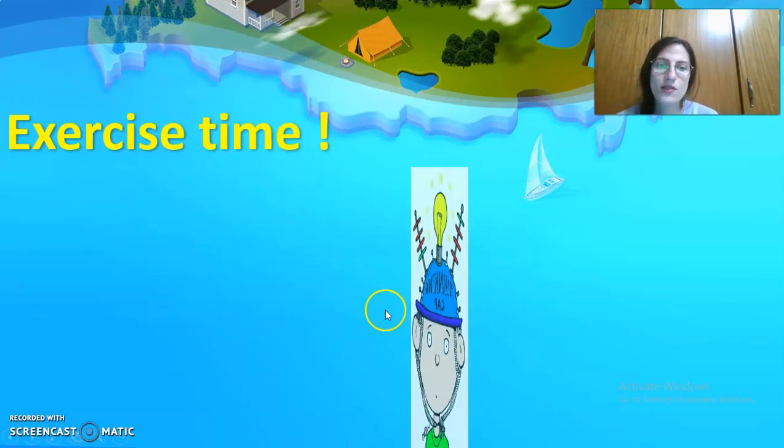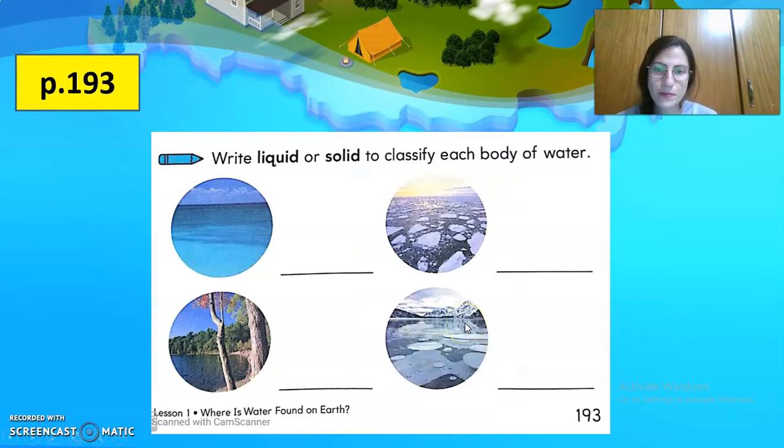Exercise time. Let's wear our thinking caps on. Write liquid or solid to classify each body of water. What do we mean by the word classify? It means to state. What do you guys see? What is it? Is it liquid or solid? In the first picture, what do you guys think? Is it liquid or solid? Excellent! It is liquid, correct. What about the second picture?